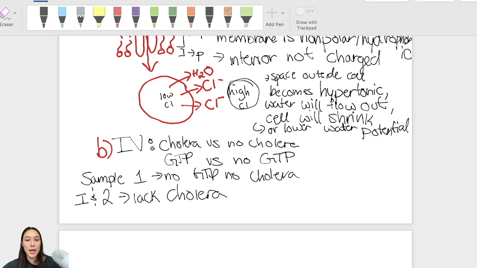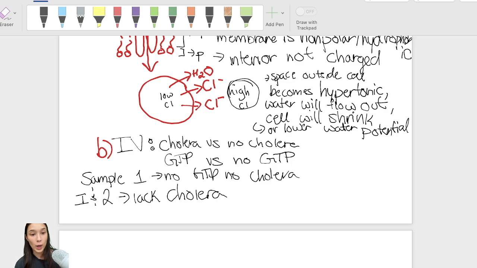You could also say the sample that lacks cholera toxin but contains GTP, so that is number 2. And then you could also say the samples that lack GTP, so samples 1 and 3. So basically you could say 1, 2, 3, but not 4, because 4 is our double positive one, and then you would have to kind of explain as to why.